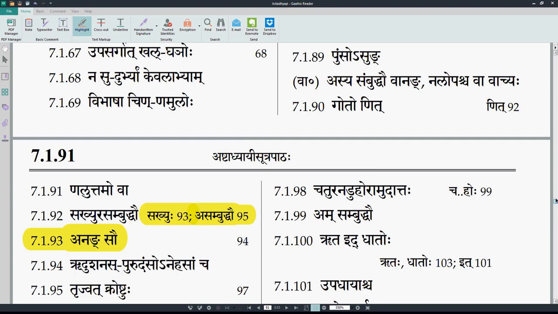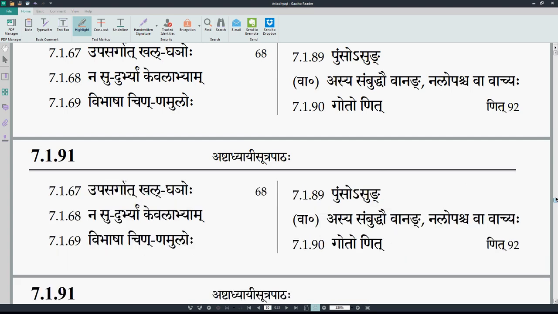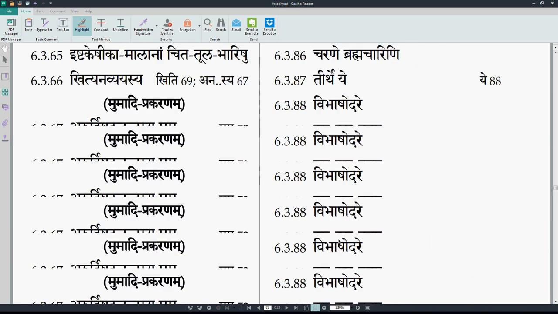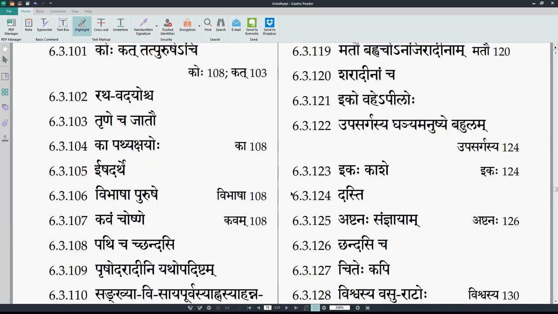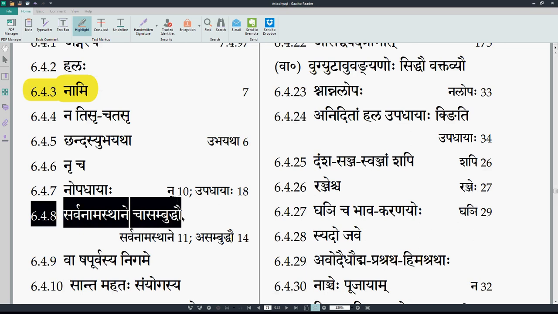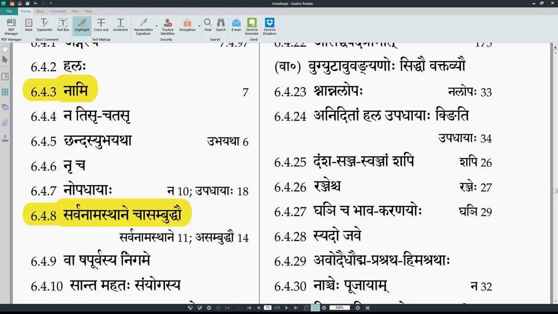648. Definitely there has to be upadha, because upadha he has just defined for it. Upadhayaha dirghaha, you will see upadha. 648 tells you what? This na upadhayaha goes till here. Sarvanamasthane cha asambuddhau. Here you see.